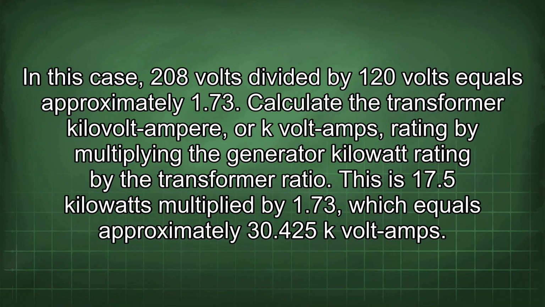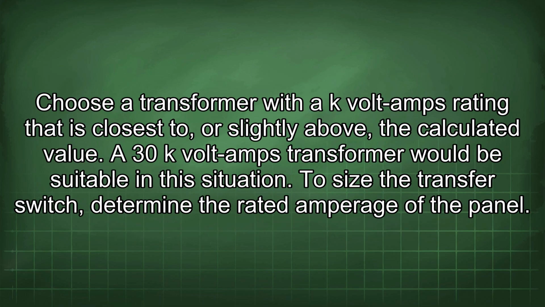Calculate the transformer kilovolt ampere, or kVA, rating by multiplying the generator kilowatt rating by the transformer ratio. This is 17.5 kilowatts multiplied by 1.73, which equals approximately 30.425 kVA. Choose a transformer with a kVA rating that is closest to, or slightly above, the calculated value. A 30 kVA transformer would be suitable in this situation.